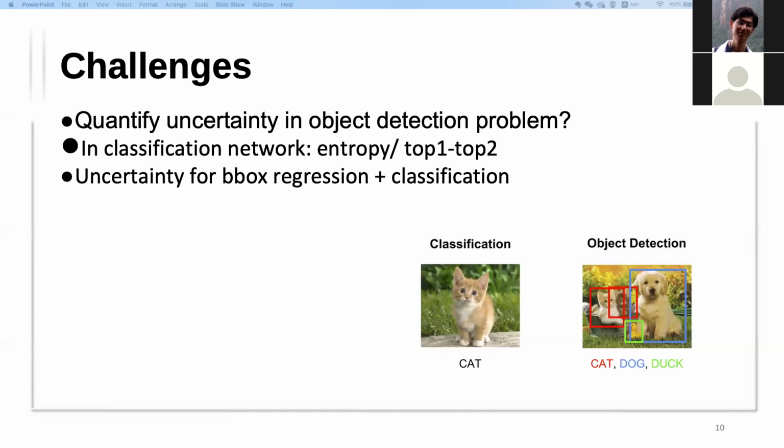By the way, is the top 1 minus top 2 an approach from the literature, or did you just borrow it for our results? It's called margin. Okay, margin. Okay, it's called margin. So we do have something similar to some literature, right?